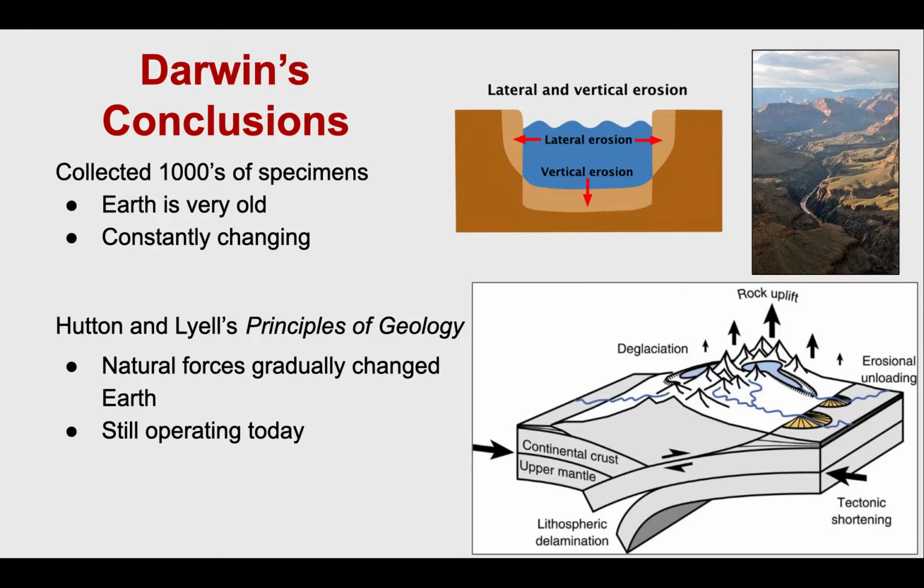Again, he collected thousands of specimens, and he came to the conclusion that the Earth is very old and is constantly changing. Again, we look at these geological processes. Earth is very old, so it took a long time to carve out the Grand Canyon with erosion from a river, as well as create these mountain ranges by continental uplift. So we really confirmed Hutton and Lyell's principles of geology, that these natural forces are slowly working on our Earth, and they're still operating today. I believe it's Mount Everest that is still technically growing, if I remember the mountain range correctly. I think it's Everest that still gets a little taller every year, very slowly, but a little taller.